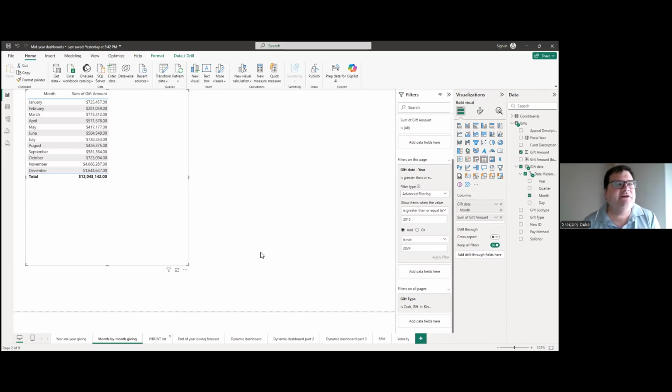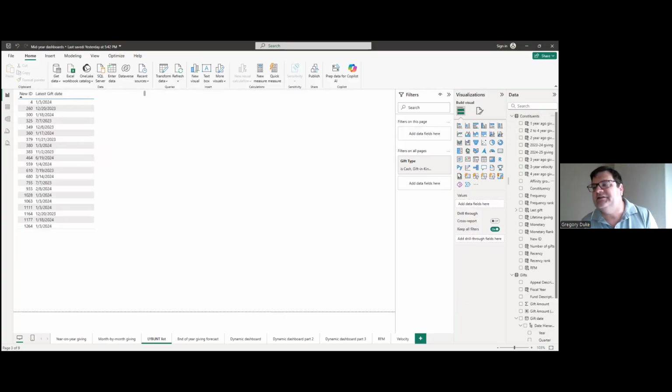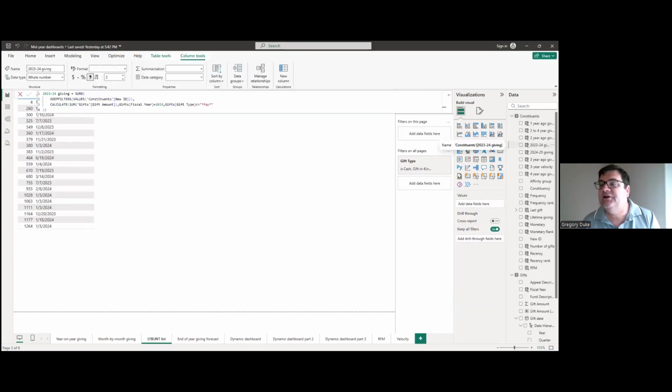So the next visualization I'm going to show you is what I call in Power BI the LYBUNT list. What I've done here is I've put together giving for 2023, 2024, which was the previous year. I took everything out of this fiscal year, so we're counting 2024, 2025 as this fiscal year, and I've removed all the gifts after November 18th of that year. So this is as if we're talking about today, November 18th, but these are actually last year's numbers.